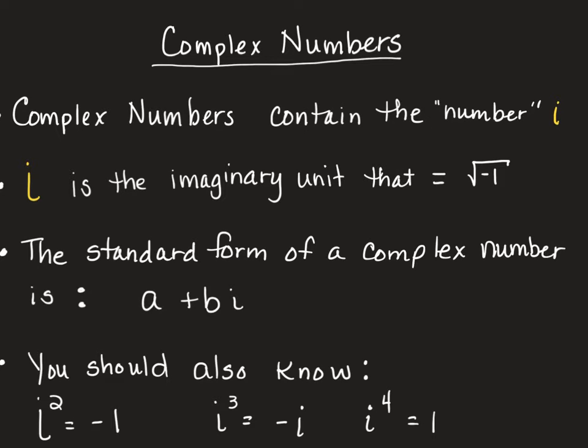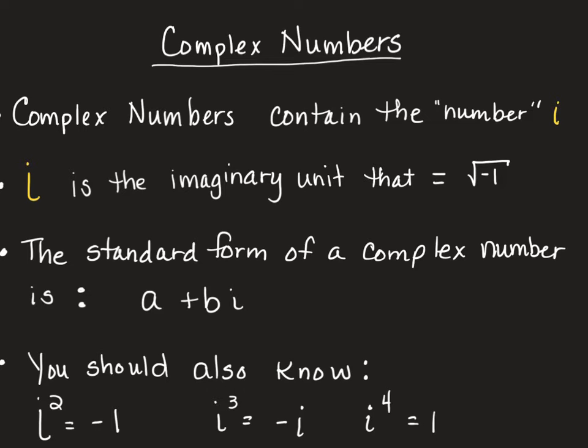Today we're going to talk about complex numbers. Complex numbers use the imaginary unit i. So a complex number contains the quote-unquote number i. Anytime you see i, it is not a letter or a variable. It is a numerical value. It represents the square root of -1. So i is the imaginary unit that equals the square root of -1.